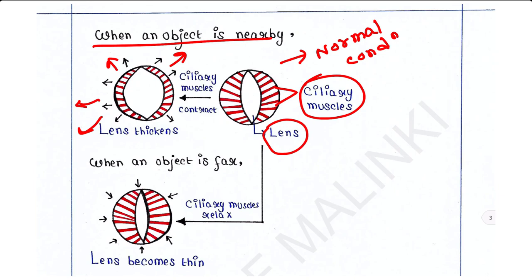And when they are contracted, you can see in this picture, the curvature of the lens is increased and the lens is thickened here. Right? And when the object is far, what happens at that time? The ciliary muscles are relaxed. They are relaxed and moving in this inner direction, so that it decreases the curvature of the lens and the lens becomes thin like this. Lens becomes thin.